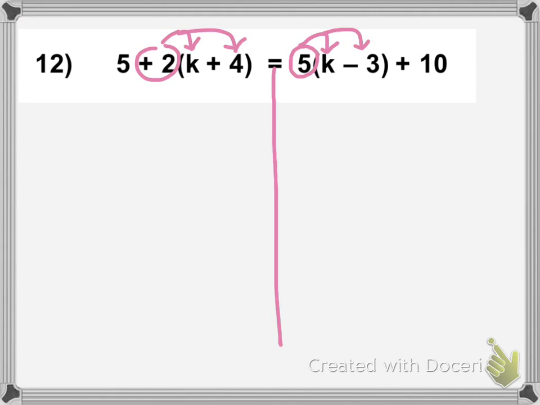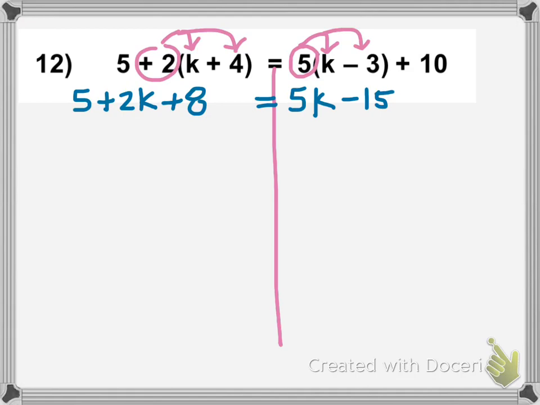On the left, we have our 5. Now let's distribute the 2. 2 times k is positive 2k. 2 times 4 is positive 8. Equal sign. On the right, 5 times k is 5k. 5 times negative 3 is negative 15. And then the plus 10.